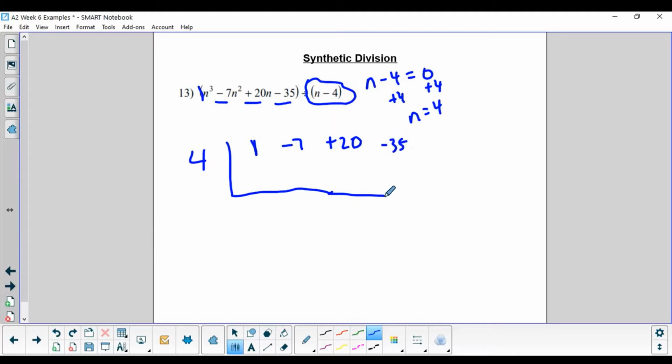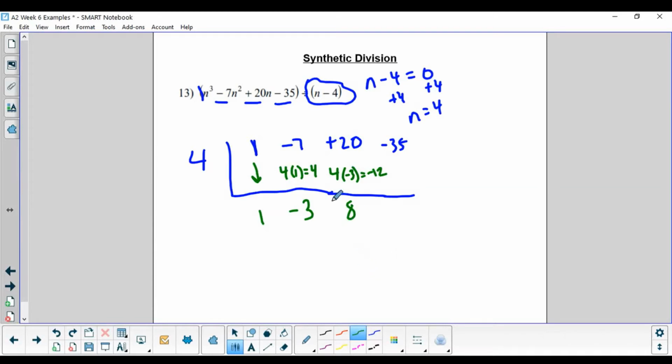Okay. And then your synthetic division algorithm says you're just going to drop that first term down, multiply diagonally, so 4 times 1, which is 4. Add vertically, so negative 7 plus 4 is negative 3. That process repeats until you get to the very last sum. So 4 times negative 3 is negative 12. Add vertically, so 20 minus 12 is 8.